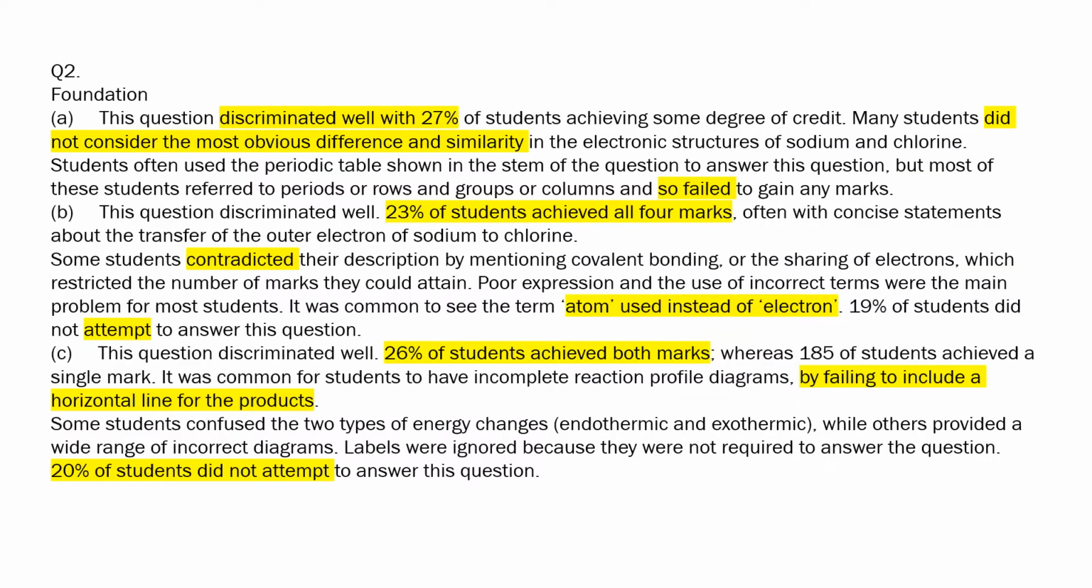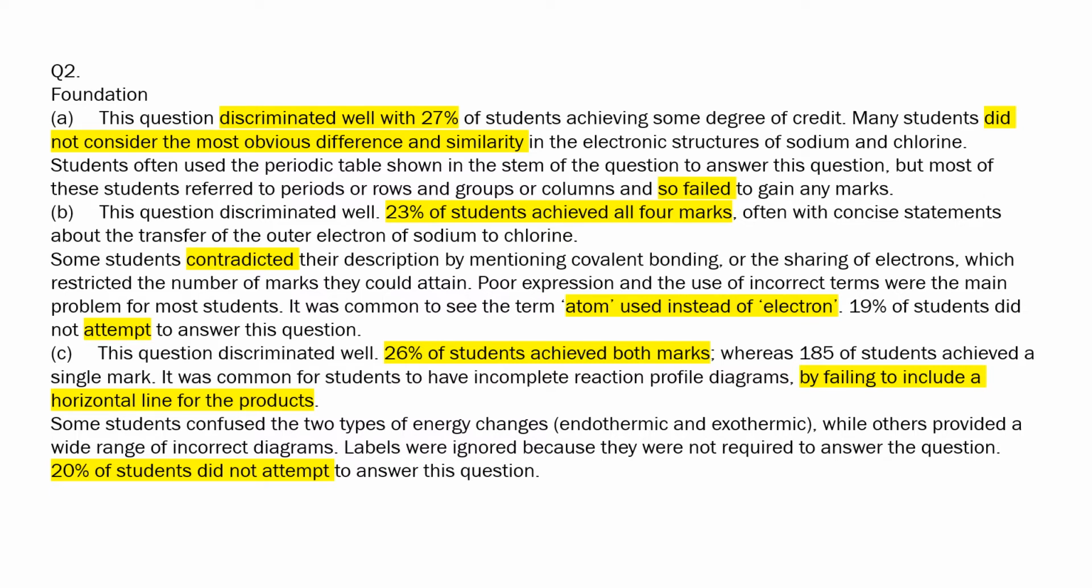And now looking at the examiner's report for foundation, because this question was seen on both the foundation and the higher tier paper. Part A, this question discriminated well with 27% of students achieving some degree of credit. Many students did not consider the most obvious difference and similarity in the electronic structures of sodium and chlorine. Students often use the periodic table shown in the stem of the question to answer this question, but most of these students refer to periods or rows and groups or columns and so failed to gain any marks.